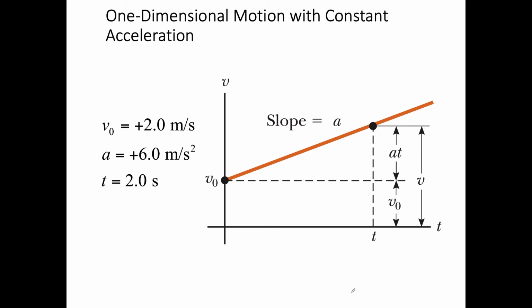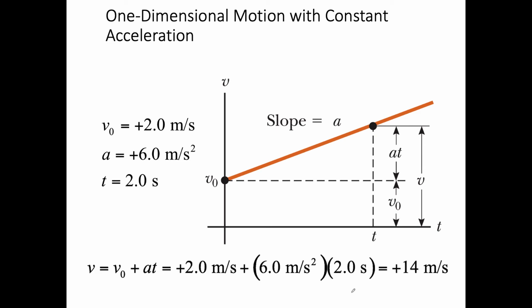Let's look at one example. If the initial velocity is 2 meters per second and the acceleration is 6 meters per second squared, what will be the final velocity of the object after 2 seconds? So we use the equation we just learned: final velocity equals initial velocity plus at. Initial velocity is 2 meters per second, acceleration is 6 meters per second squared, t is 2, and the velocity at time t equals 2 is 14 meters per second.